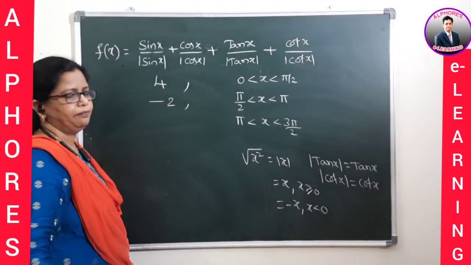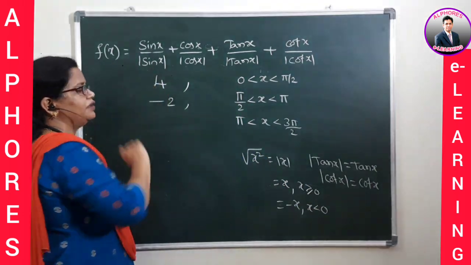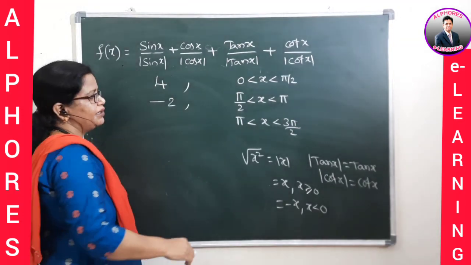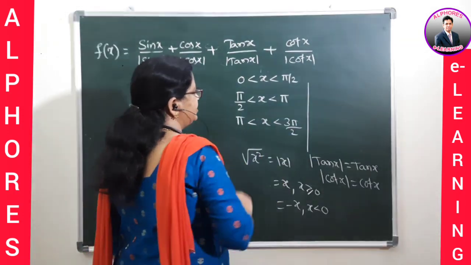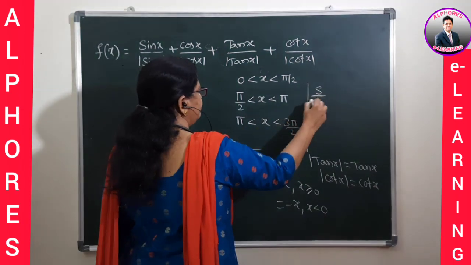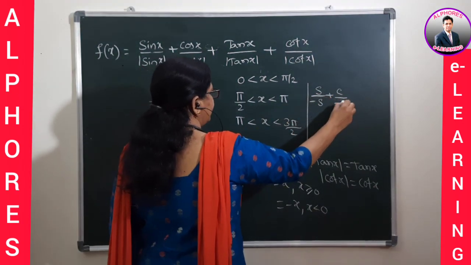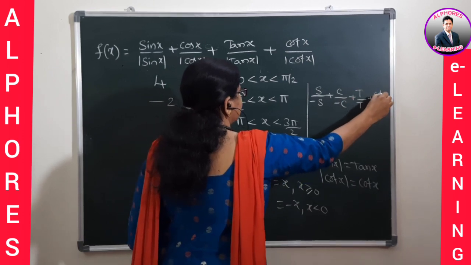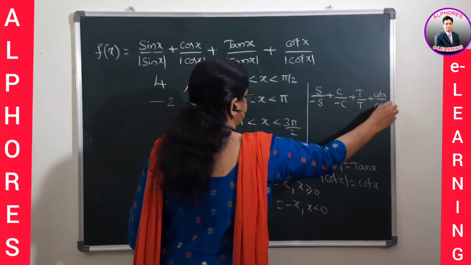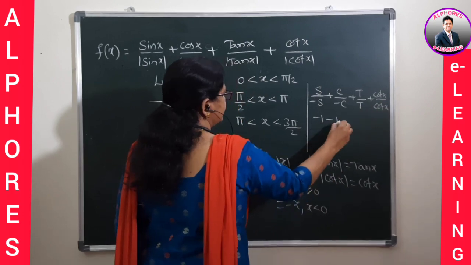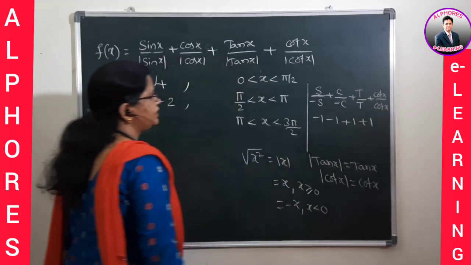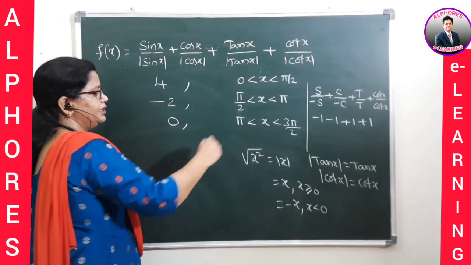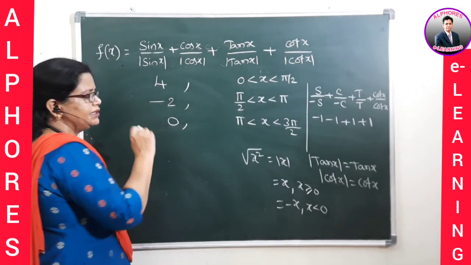In the third quadrant, mod sine is how much here? Minus sine. Mod cos, how much here? Minus cos. Therefore, what values are you going to get? Sine by minus sine plus cos by minus cos plus tan divided by tan plus cot x divided by cot x. So, minus 1 plus 1 plus 1. Hence, what is that result? It is nothing but 0. So, for this interval, the answer is 0.